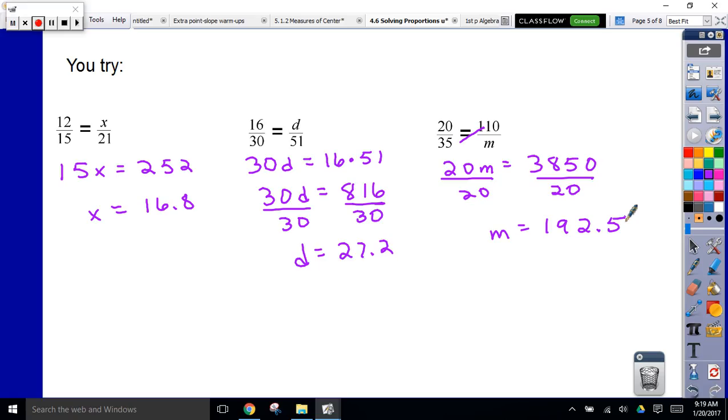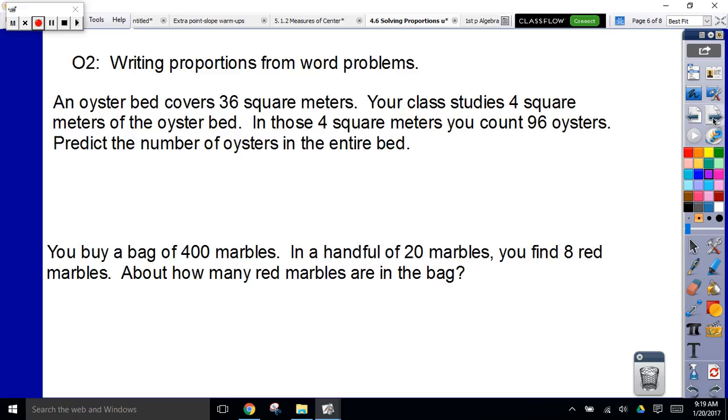Okay, let's go on to our second objective. Writing proportions from word problems. An oyster bed covers 36 square meters. Your class studies 4 square meters of the oyster bed. In those 4 square meters, you count 96 oysters. Predict the number of oysters in the entire bed.